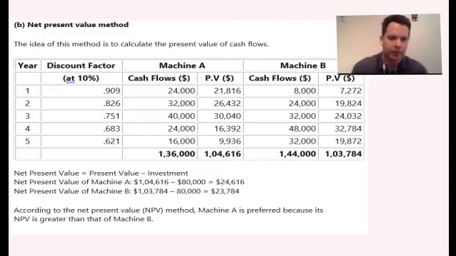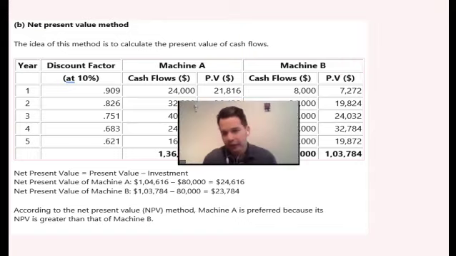So the net present value of machine A is 104,616 minus 80,000, which equals $24,616. Net present value of machine B is 103,784 minus 80,000 equals $23,784. So according to the net present value, or NPV, machine A is preferred because its NPV is greater than that of machine B. Based on the numbers alone, it's a better financial decision.